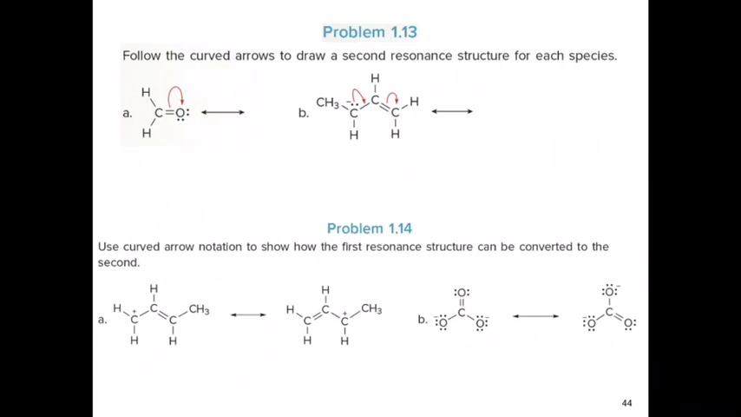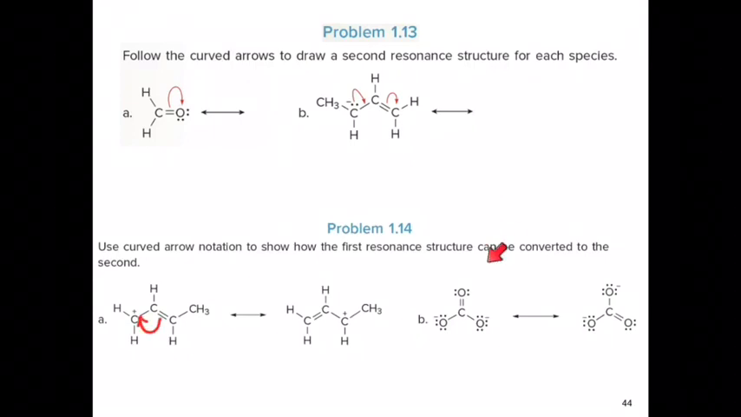All right, what about practice problem number 14? It says use curved arrow notation to show how the first resonance structure can be converted to the second. So the first thing that you want to do here is to look at where the double bonds are. So you can see that there's a double bond here, and then now the double bond is on the first two carbons. And so in that case, the movement of the electrons comes from here to here.